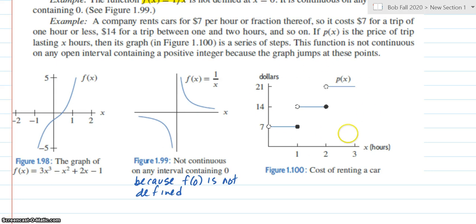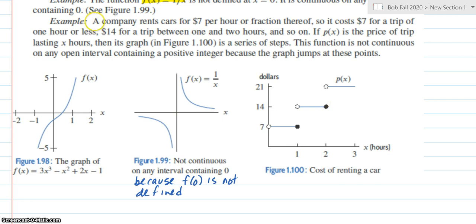In the last example here, p of x is a step function. And you can see that it's not going to be continuous because I have to lift up my pencil. But it turns out that f of 1 is defined, but it's still not continuous. So how are we going to handle that?